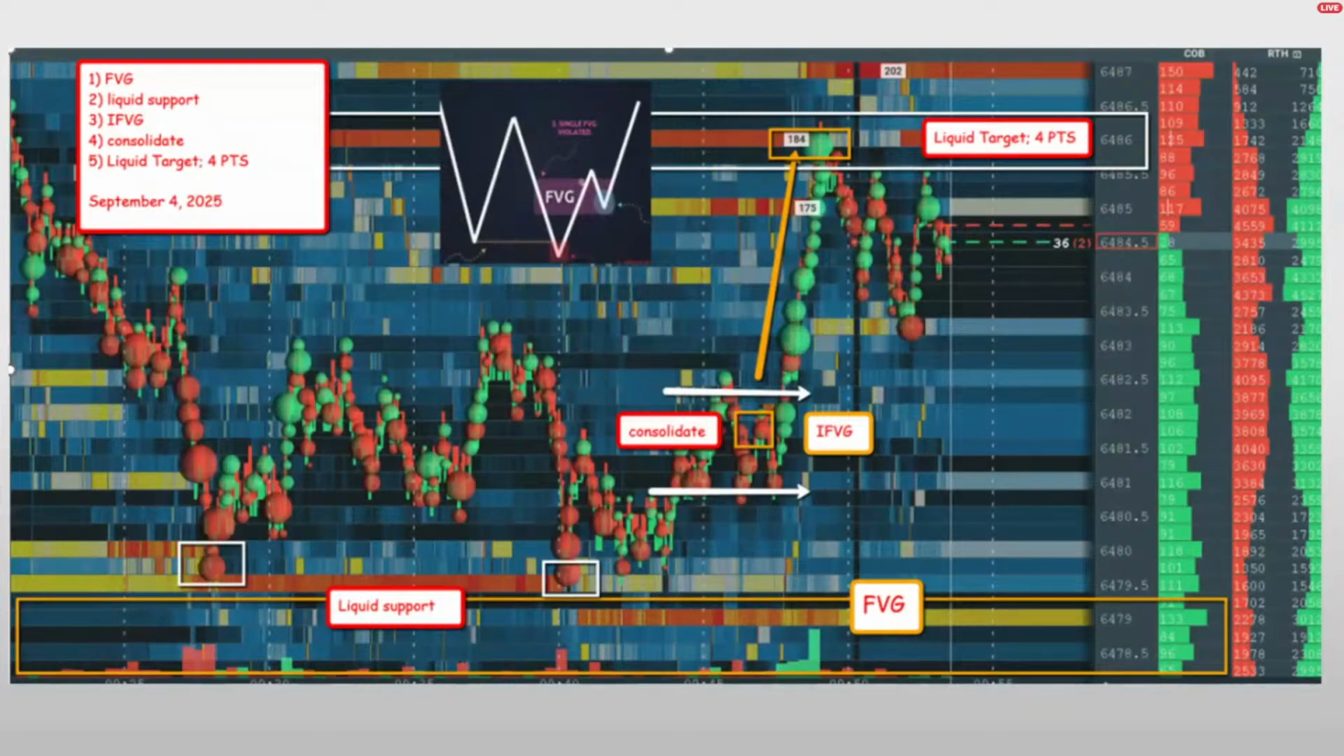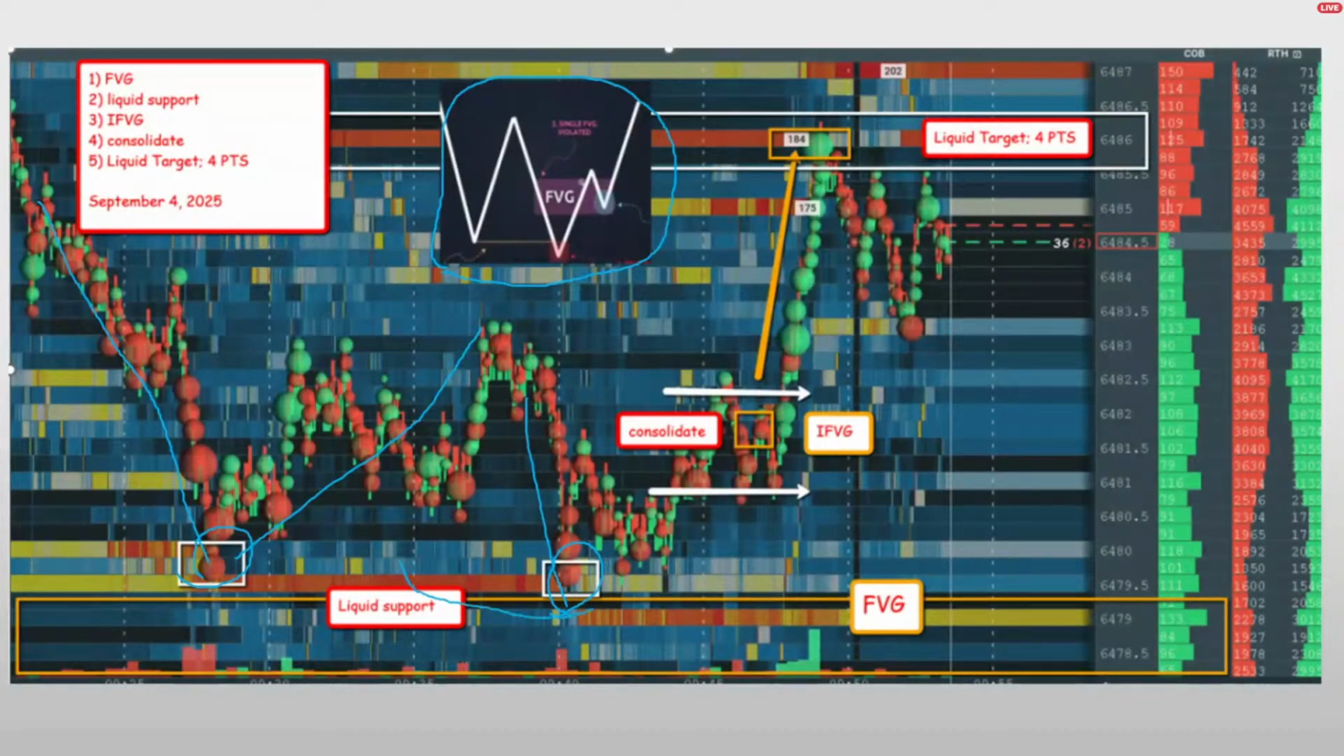Okay, same thing here as well. This is also another strategy up over here that I went ahead and added on to the chart. This is a fair value gap strategy. The price comes down, there's liquidity here, it bounces back up, and also sweeps down here.